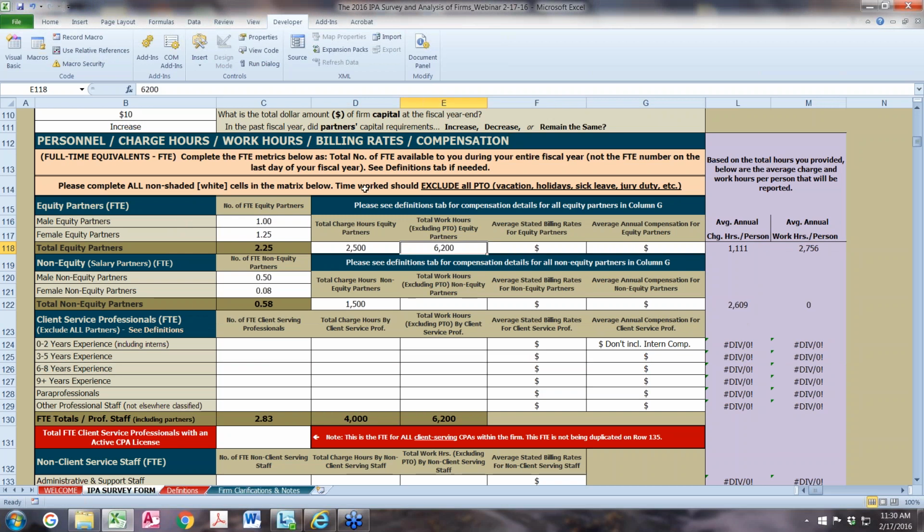In column F, we are looking for average stated billing rates for the group. So if you've got, again, a number of different billing rates for the partners, please give us the average billing rate here.